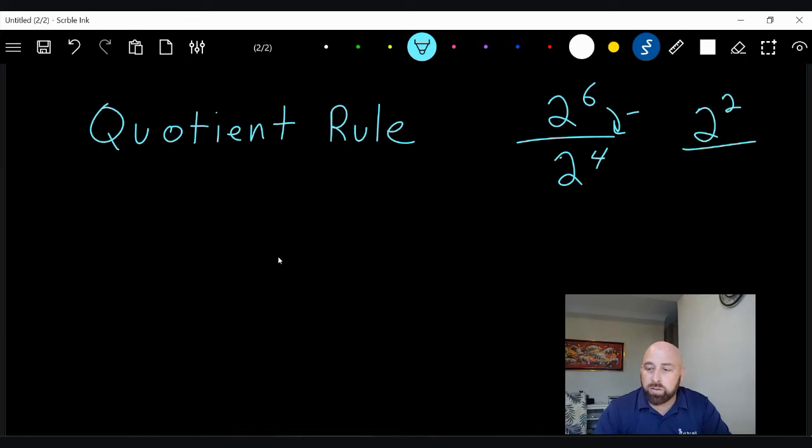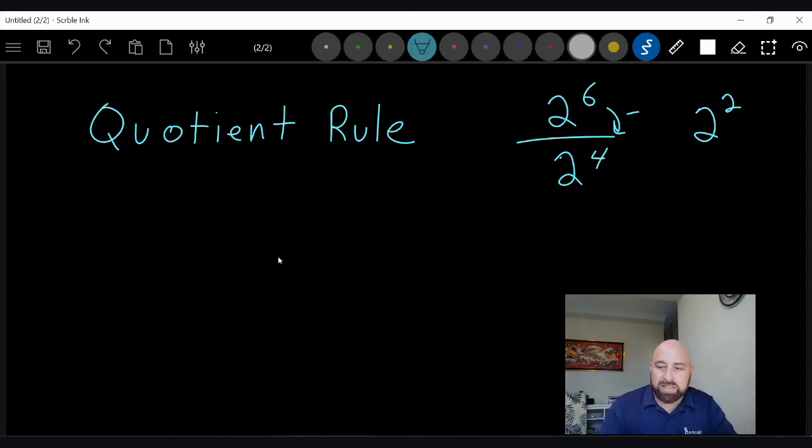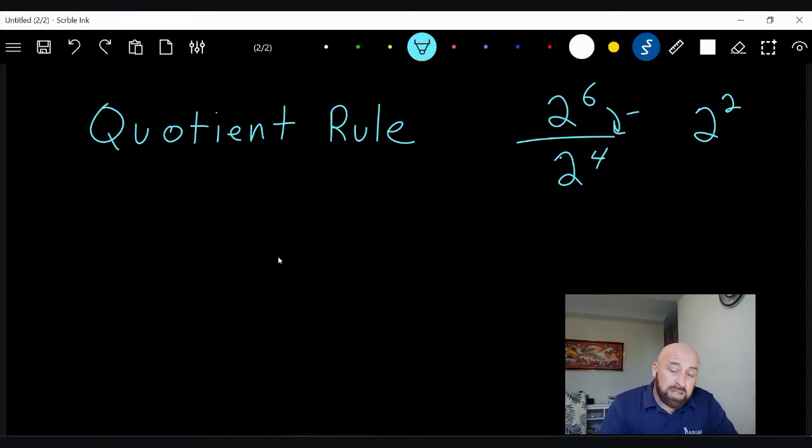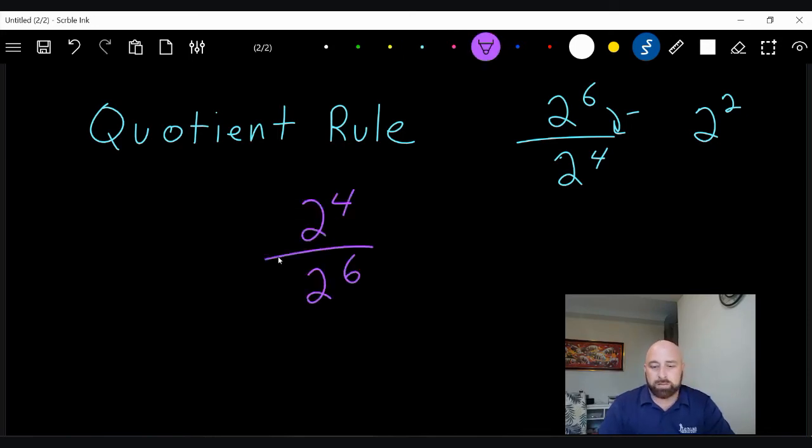Technically, that's 2 squared over 1, but we don't have to write that because what ends up happening here is this is going to cancel out to give us a 1. But we don't have to write that there because we know that anything over 1 is always itself. So that's just going to be 2 squared. Let me show you one that doesn't have it that way. So let's just do it backwards. Let's do it 2 to the 4th over 2 to the 6th.